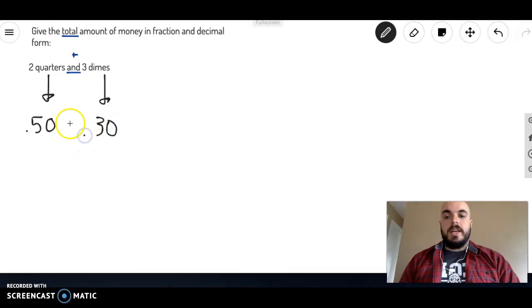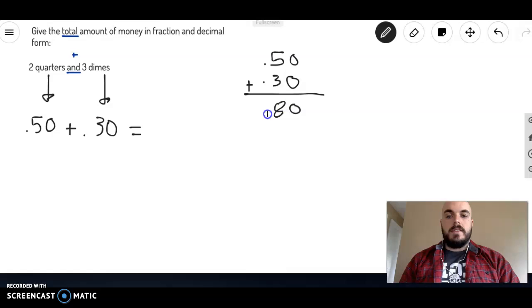And very simply, I just need to add these. So like I always say, we should be doing this vertically. So over here on the side, I'm going to do 50 cents and 30 cents in a vertical addition sentence. 0 plus 0 is 0. 5 plus 3 is 8. And then add the decimal, 80 hundredths is our answer for decimals.